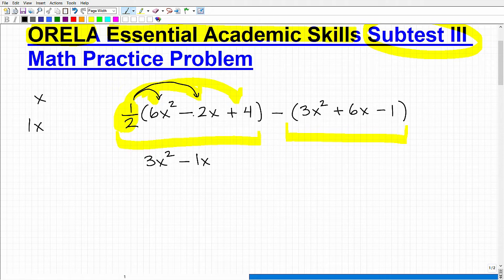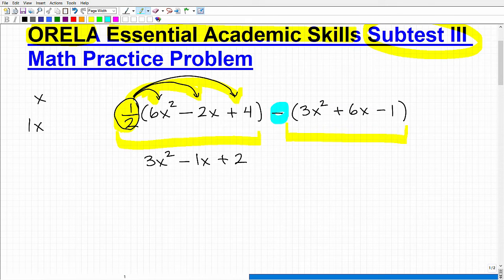Now we have to be careful with these signs as well. Now we have 1/2 times 4, and hopefully everyone got 2. So I distributed this 1/2 to all of this, and this portion of the problem is simplified. Now I'm going to have to deal with what's going on over here.